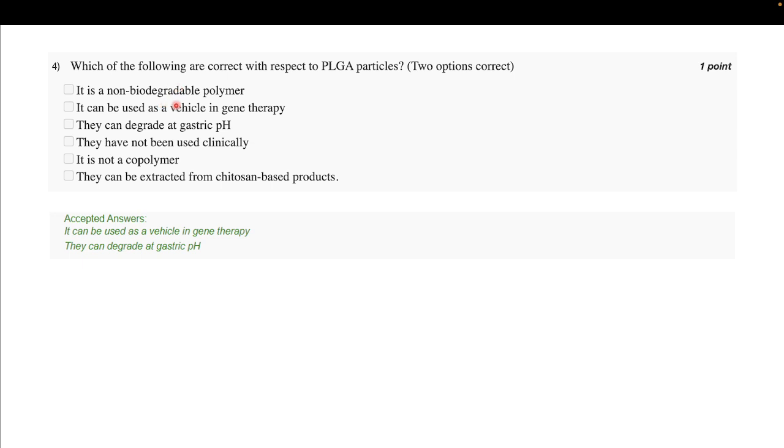It can be used as a vehicle in gene therapy. Yes, it is used. For gene therapy, you have your DNA or an mRNA particle, which you can encapsulate in PLGA particles. So it can be used in gene therapy.